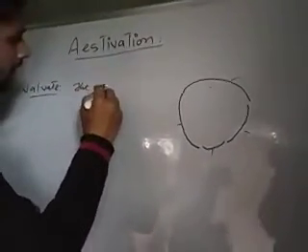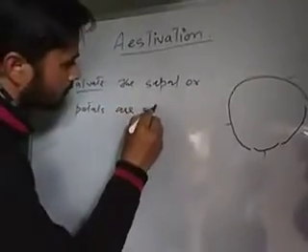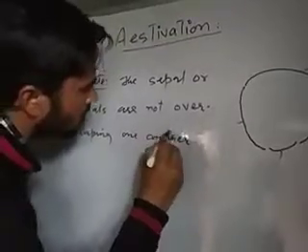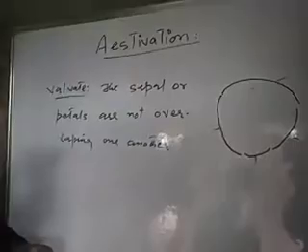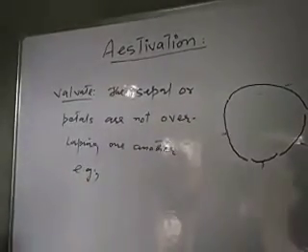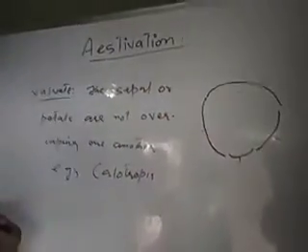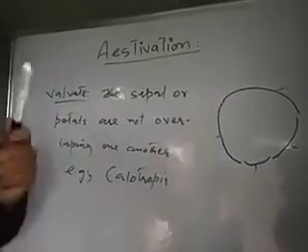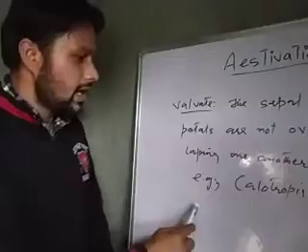That means the floral appendages, which we call the sepals or petals, are not overlapping one another. Their margins only touch each other. The margins can touch, but they do not overlap. For example, Calotropis procera is an example of valvate type of aestivation. The sepals or petals, the floral appendages, are not overlapping one another. Their margins touch one another, but they are not overlapping. This is valvate type of aestivation, and the example is Calotropis.